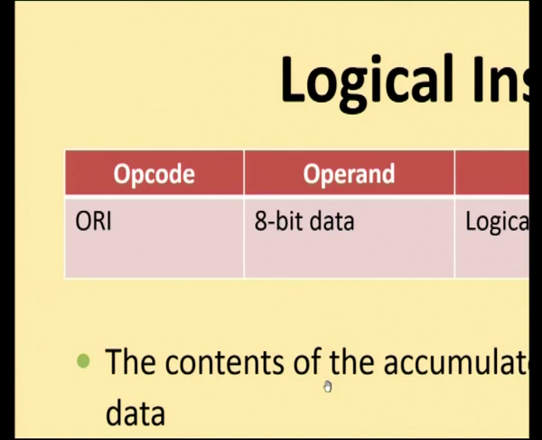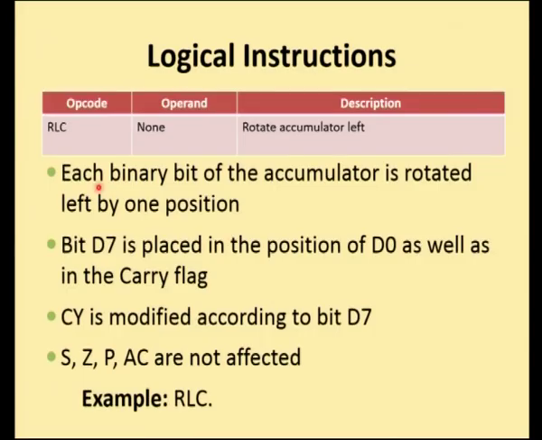Another logical instruction is RLC. RLC means rotate accumulator left. Each binary bit of the accumulator is rotated left by one position. So, bit D7 is placed in the position of D0 as well as in the carry flag. The carry is modified according to the bit position of D7. So, the format is RLC, it represents the accumulator content rotating in the left direction. While executing, there is no effect on the sign flag, parity flag and zero flag.